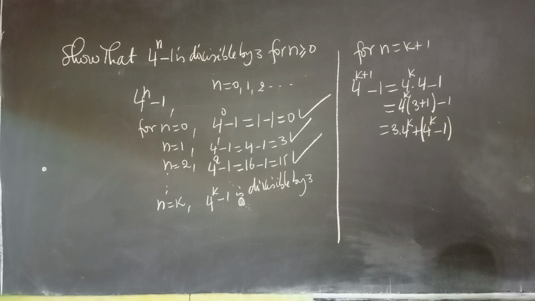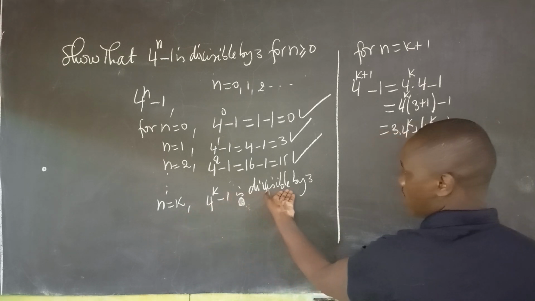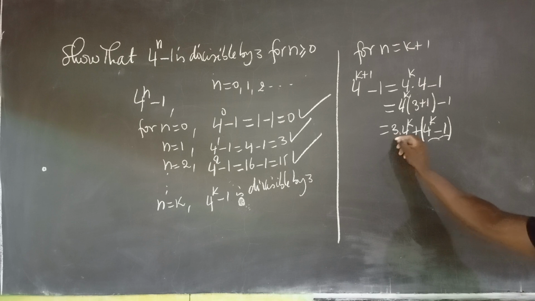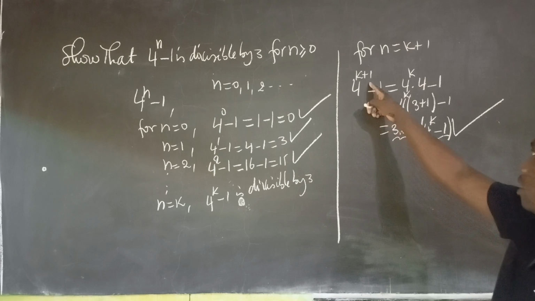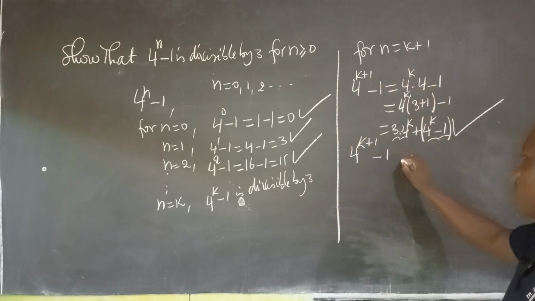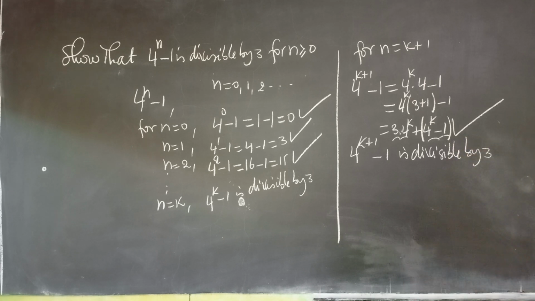As we assumed that for n equal to k, this number is divisible by 3, this one is divisible by 3. And because this number is a multiple of 3, this also is divisible by 3. This number, for n equal to k plus 1, 4 power k plus 1 minus 1, is divisible by 3.